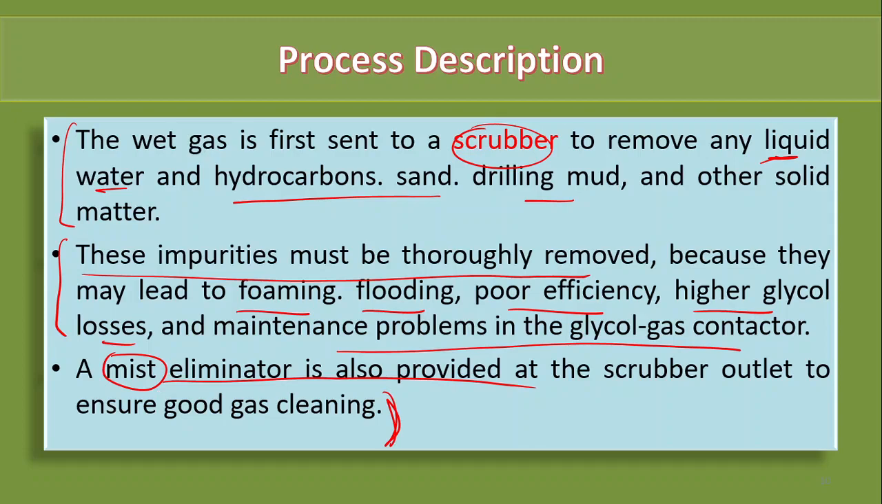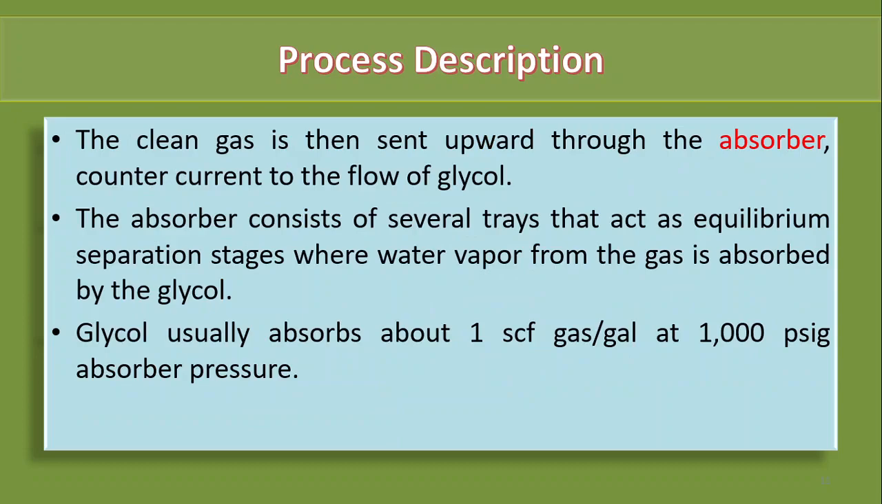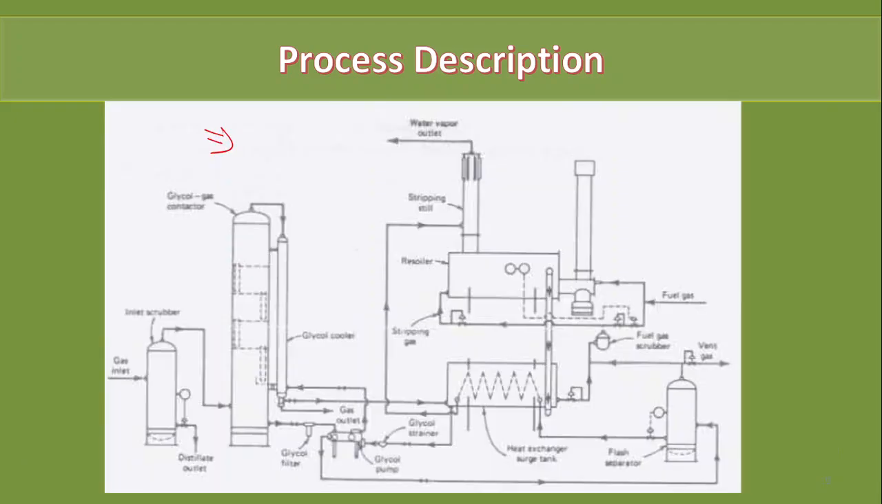So after leaving the scrubber unit, the natural gas is almost free from liquids as well as solids. We have only the vapor, the natural gas, along with the water present. If you look here, this is the inlet scrubber, and this is the inlet natural gas. We can remove all these impurities, and this is the natural gas without liquid and without solid.